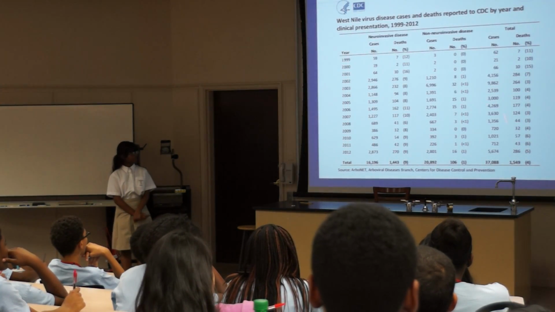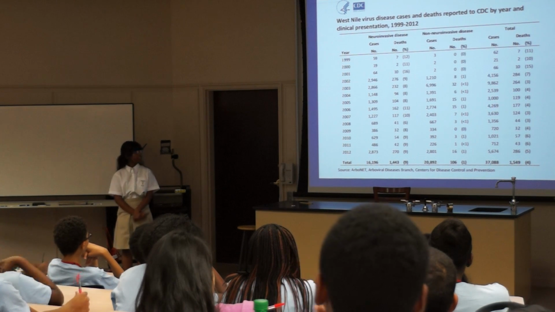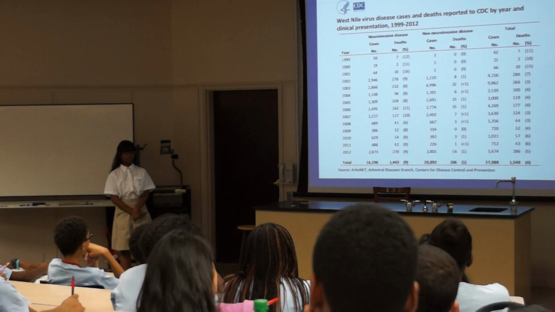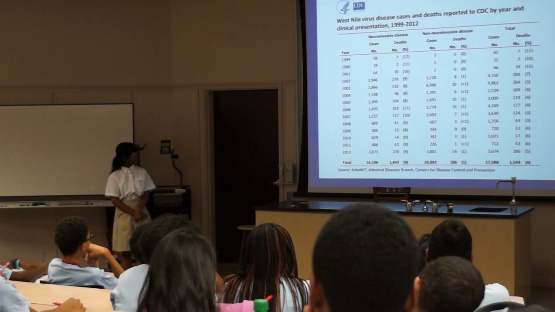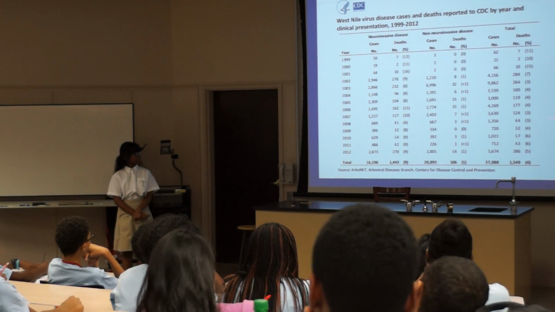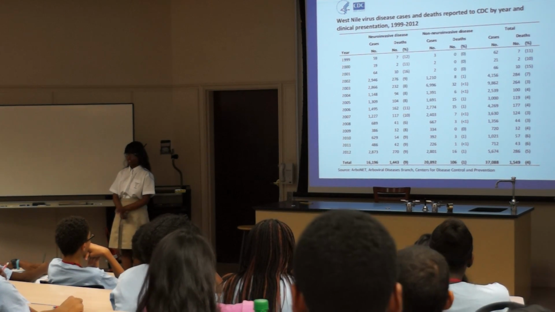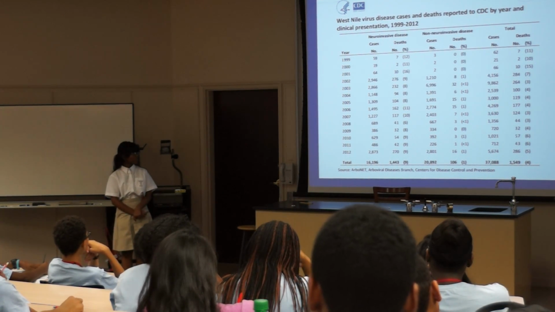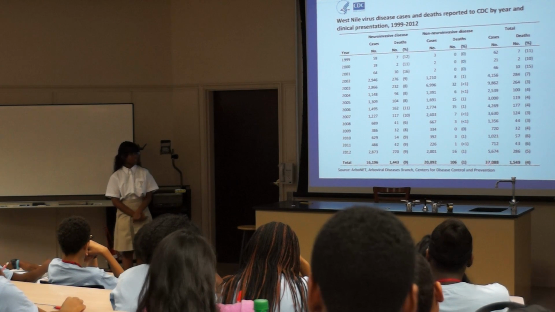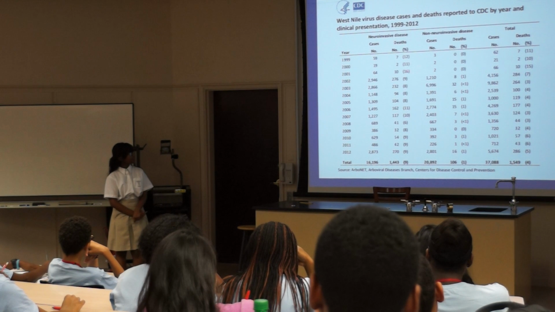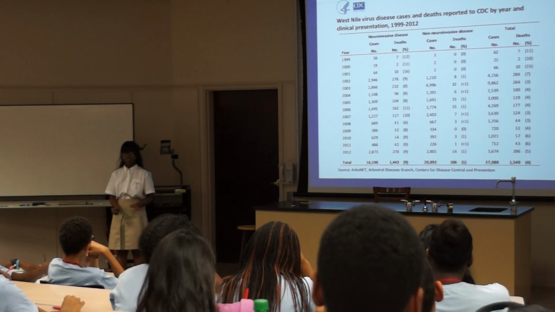This chart right here shows another survey that was conducted, and this was a cumulative survey, so that means it showed from when the disease was first seen in the Western Hemisphere until 2012. And it showed how many cases were reported and the total deaths. There were 37,088 cases reported in total from 1999 to 2012, and out of that, it resulted in 1,549 deaths. Those cases and deaths were later categorized into two different groups.